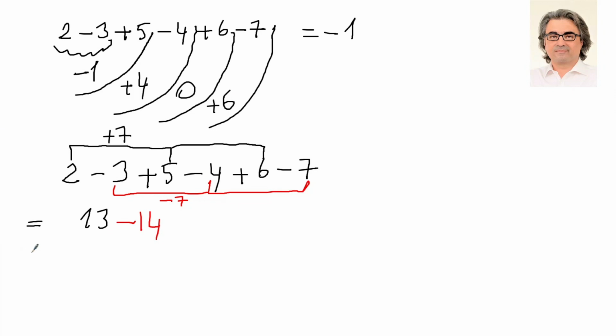Then the operation between plus 13 and minus 14. They have opposite signs, so the difference between them is 1. The sign of 1 is the sign of minus 14. Right here, minus. As you see, we reached the same result as we reached here. The results are the same, so we solved the question truly.